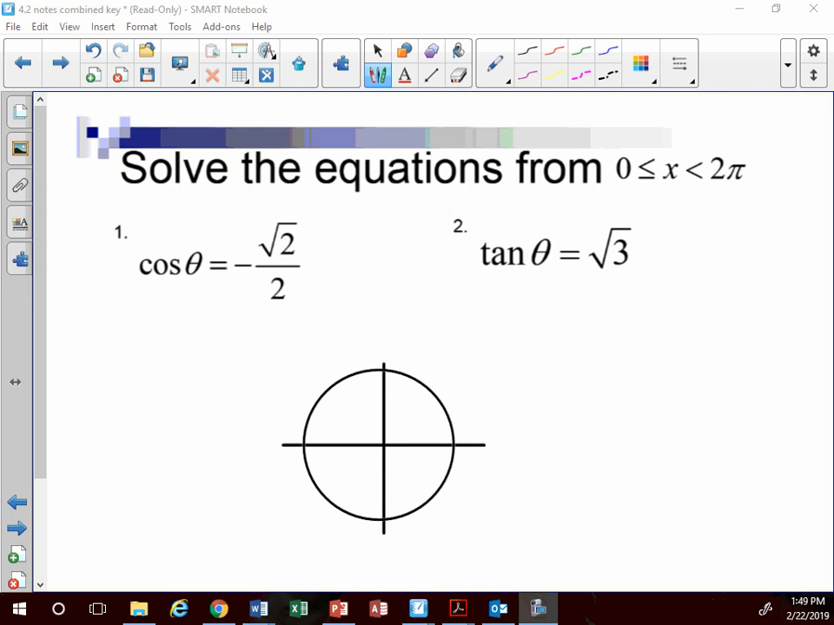So, I need you to jot down questions 1 and 2. This is what we are solving from 0 to 2 pi. Yes, that matters, okay? The directions are going to be very important for you on this test. I am recording. What I said previously was false.